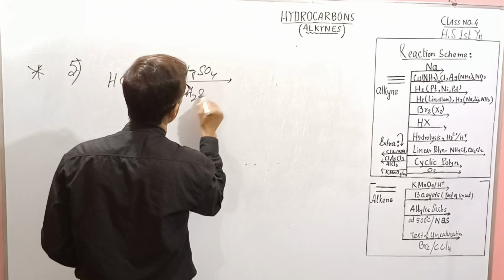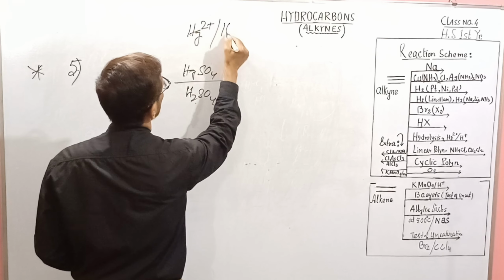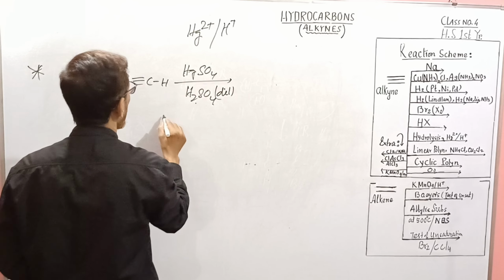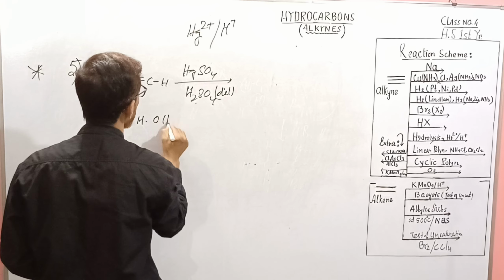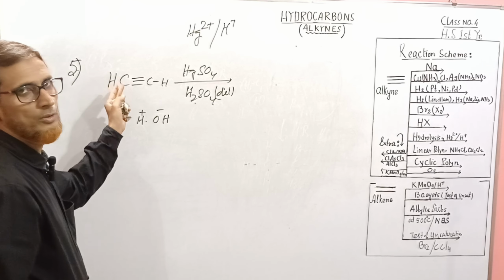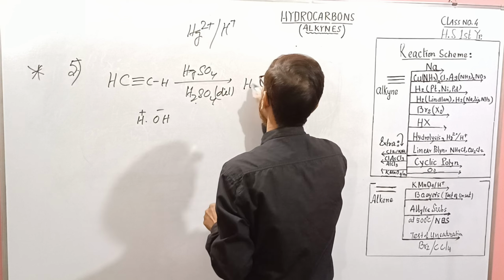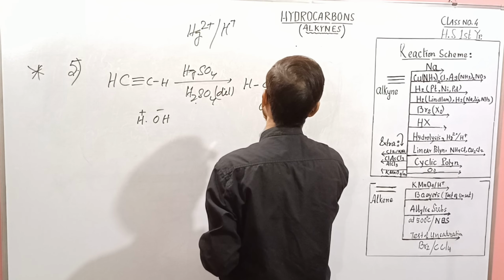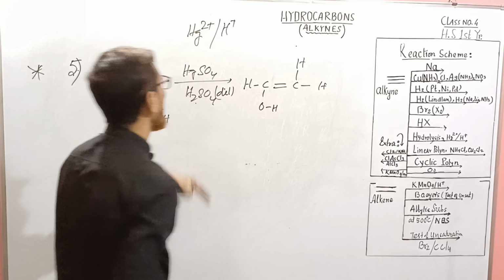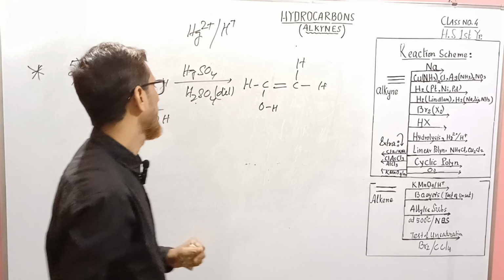HgSO4, H2SO4. Sometimes Hg is given as Hg2+, and sulfuric acid is given as this. And this is dilute. Dilute means there is water, and water means H and OH. In presence of acid, this will break in this way. So whatever part you add in any carbon, it will not matter because both have the same number of hydrogen atoms. So let me add OH in that part and H in the other part. It doesn't matter in which way you add OH here and H here; it is all the same.